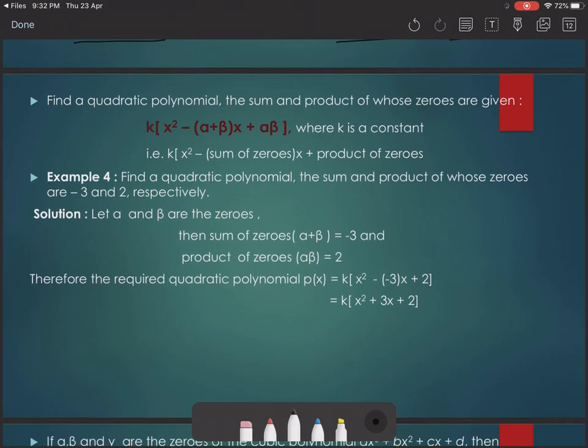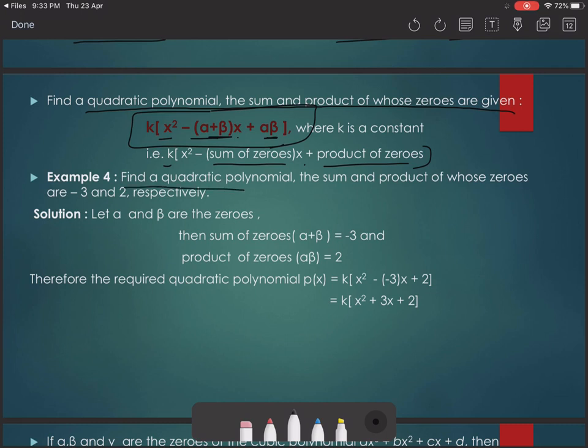Now, if we have the sum and product of zeros of any quadratic polynomial, then we can find the polynomial by the formula k into x square minus alpha plus beta into x plus alpha into beta. That means, k is a real number, x square minus sum of zeros into x plus product of zeros.